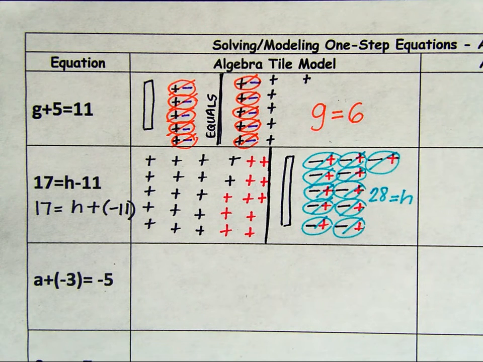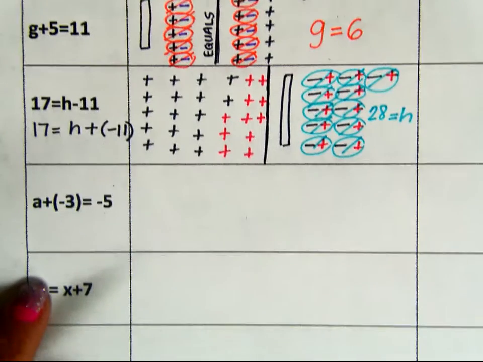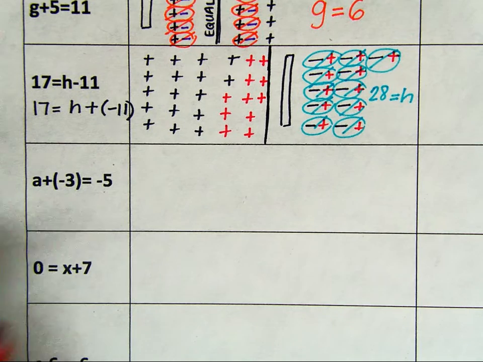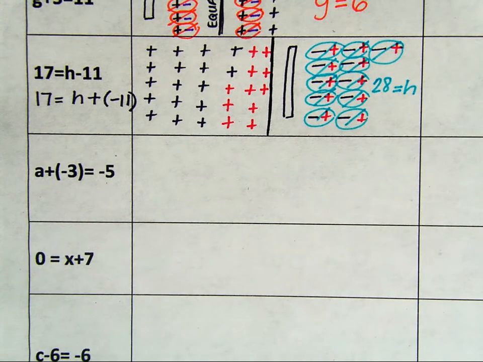Now let's go ahead and jump down. I'm going to jump down to the fourth one, where it's 0 equals x plus 7, because this is going to look different. And I want to make sure that we understand what to do when we have a 0 on one side of our equal sign.